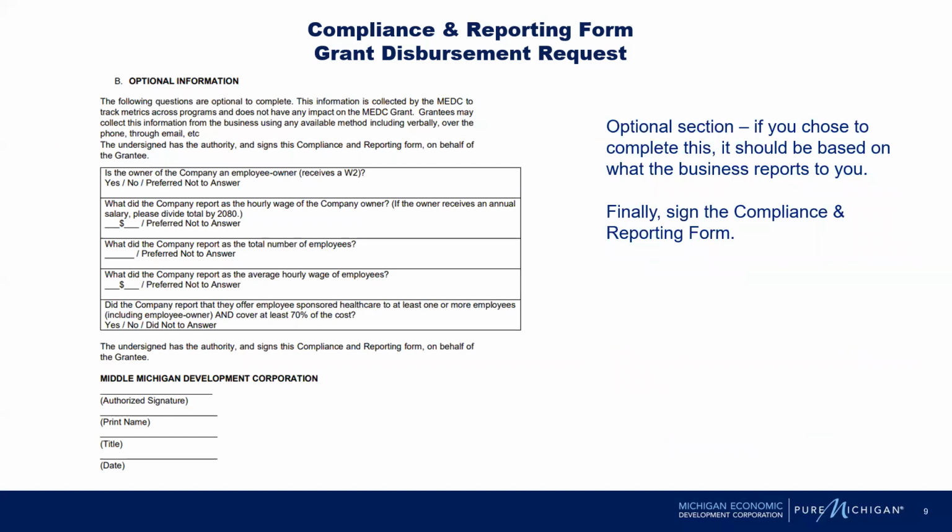There is an optional section on this form that asks questions about jobs. It's totally up to you and the business if they want to provide this information. We're just trying to collect some additional information on creating good and better jobs in Michigan. This program, Match on Main, is really to support small business. It's not a job creation program, but if we can capture some of this information, it is really helpful to us. And then finally, make sure that you sign the compliance and reporting form.